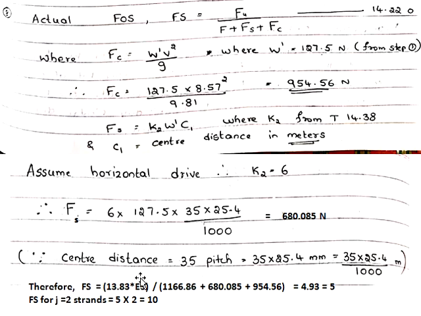Therefore, from this equation, substituting all the values, you will get FOS as 4.93, that can be rounded off to 5. But there are 2 strands in this problem. Since there are 2 strands, the actual FOS is equal to 5 into 2. For one single strand FOS is 5. For 2 strands, the FOS value will be 5 into 2, you will get the answer as 10.